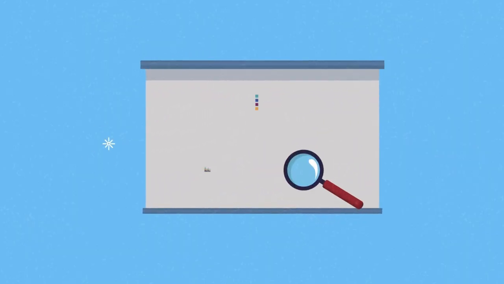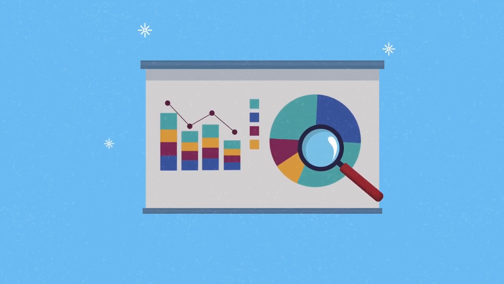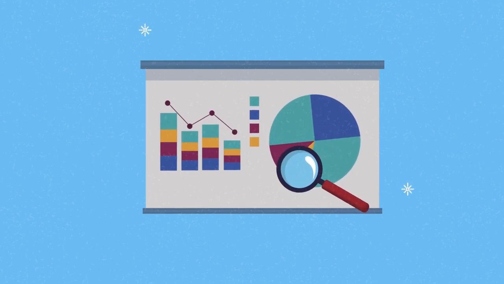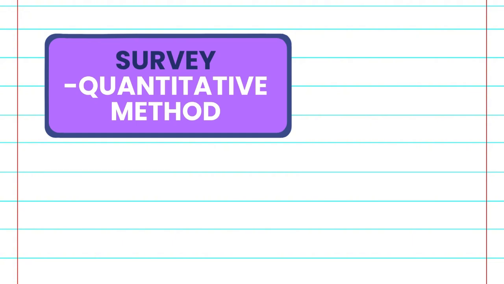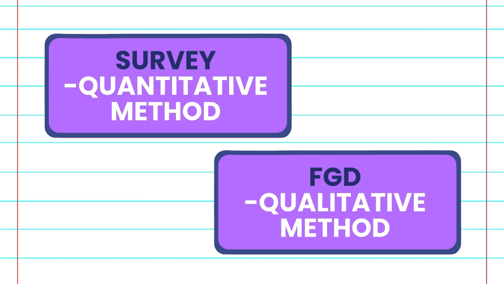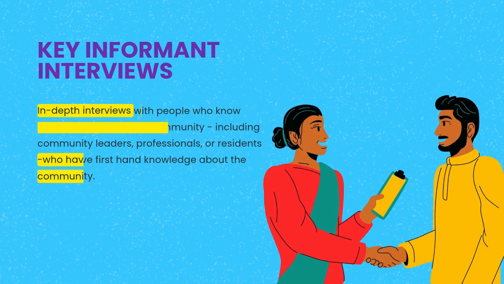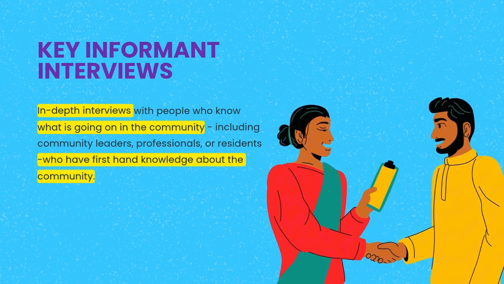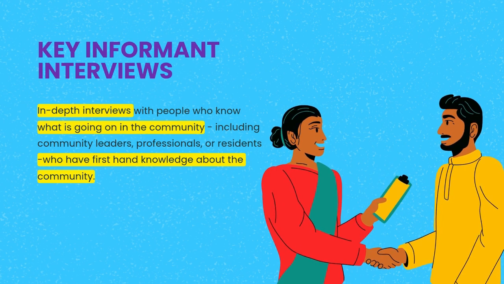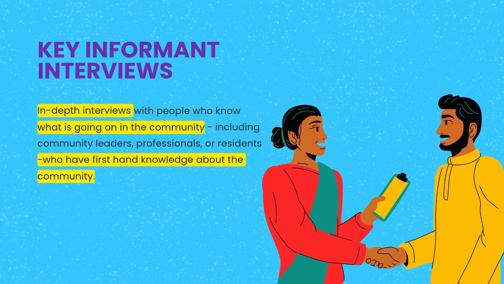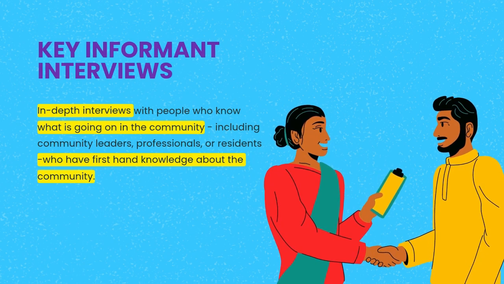And this is a good method of data collection, because the trend nowadays is that you combine a qualitative and a quantitative method of data collection. For context, survey is a quantitative method of data collection, while FGD is, as mentioned, a qualitative method of collecting data. For key informant interviews, these are in-depth interviews with people who know what is going on in the community, including leaders, professionals, or residents who have first-hand knowledge about the community.